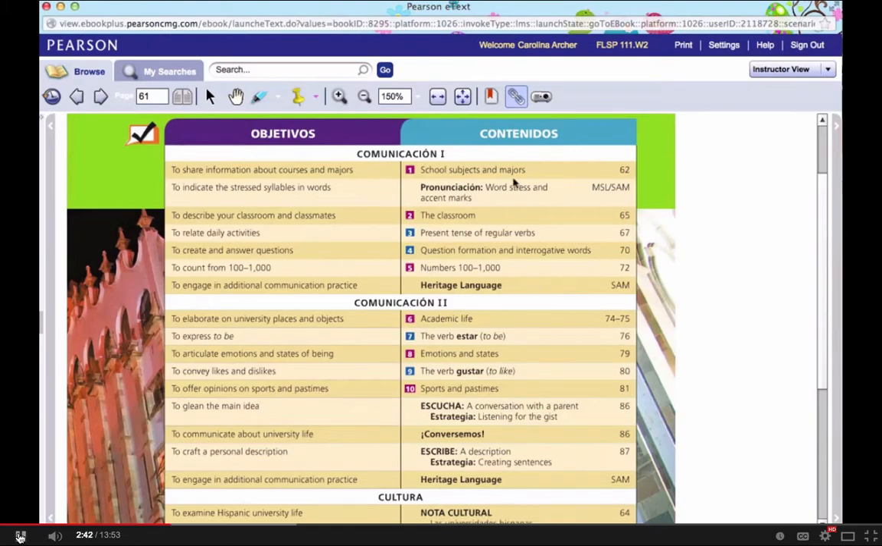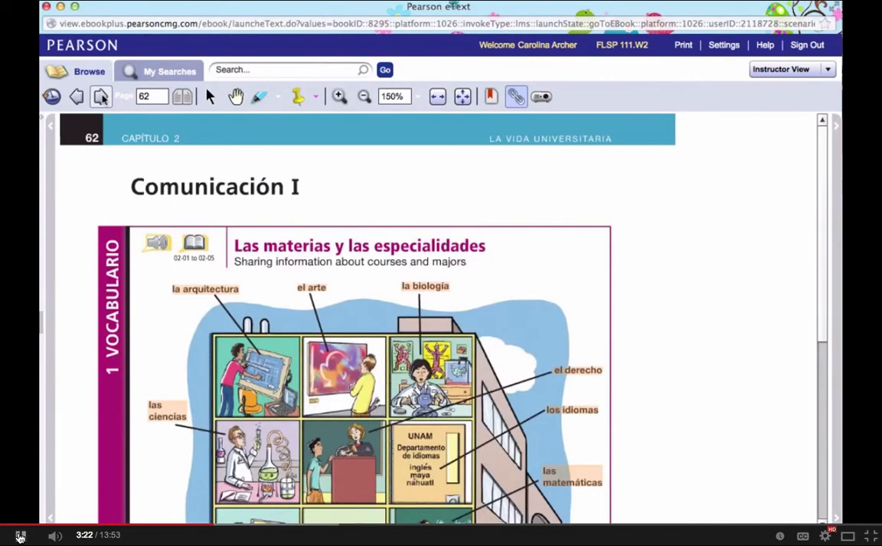Okay, so school subjects and majors, the classroom, that we're going to get into the present tense of regular verbs. We're going to learn how to make questions, how to form questions. We're going to talk about academic life, the verb estar. We already learned the verb ser. Estar also means to be, but we're going to learn when we use estar and when we use ser. We're going to talk about emotions and states, and we're going to go back to the verb gustar, to like. You already learned how to say me gusta, no me gusta. Sí, muy bien.